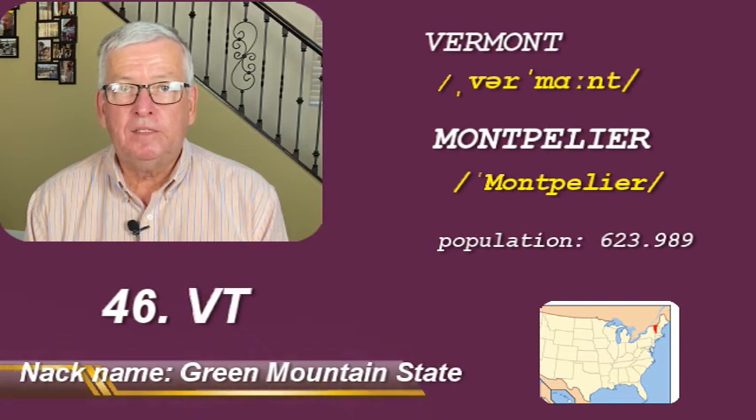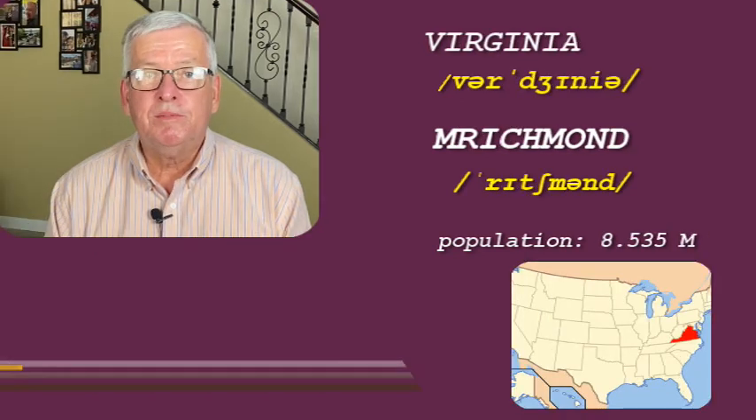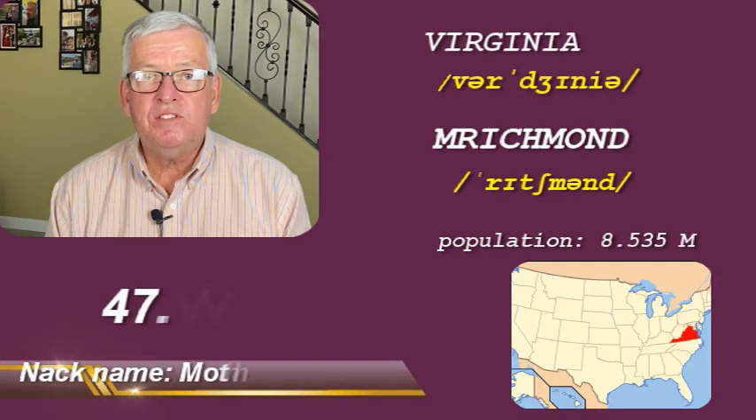Vermont. The capital city is Montpelier. Montpelier. Number 47 is Virginia.